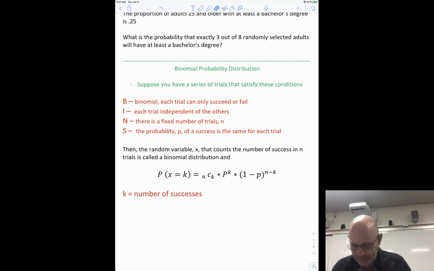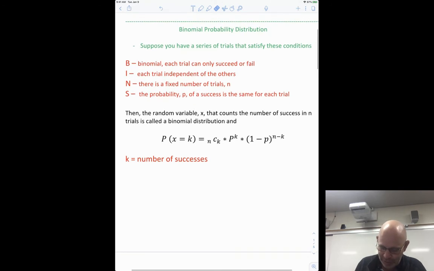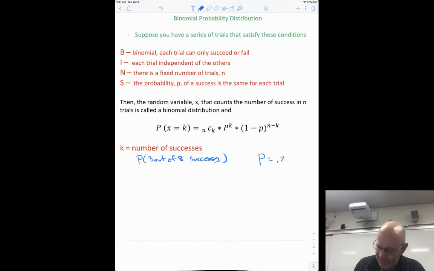I'll show you how it works. So here's how it works, basically. We're going to do the same problem, right? So we're going to go probability 3 out of 8. We're going to call these successes, whatever they are. In this case, my probability of success from this problem was 25%, right? So here's the way I look at it.